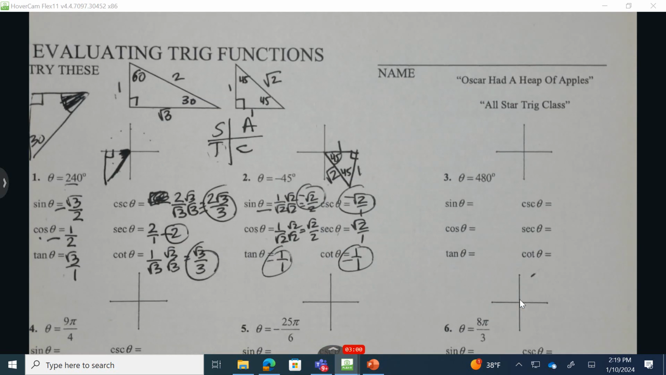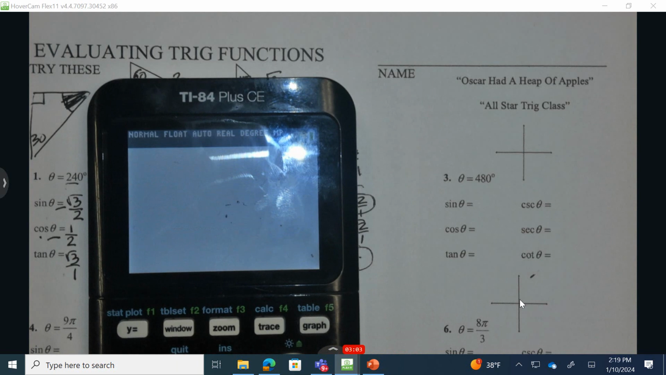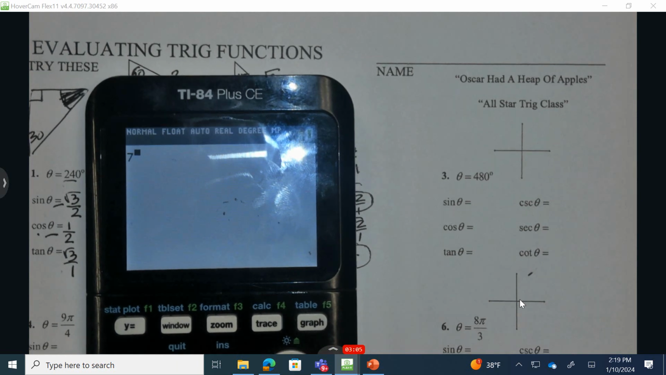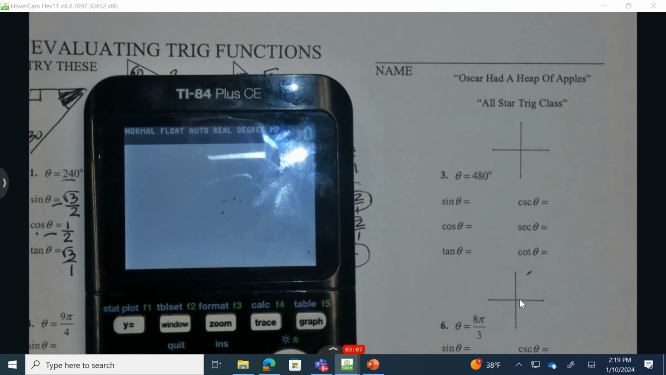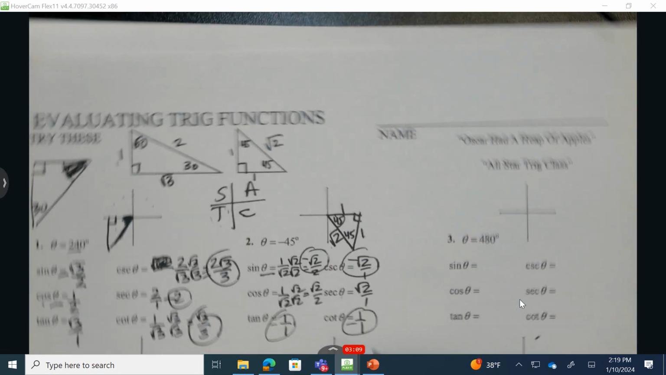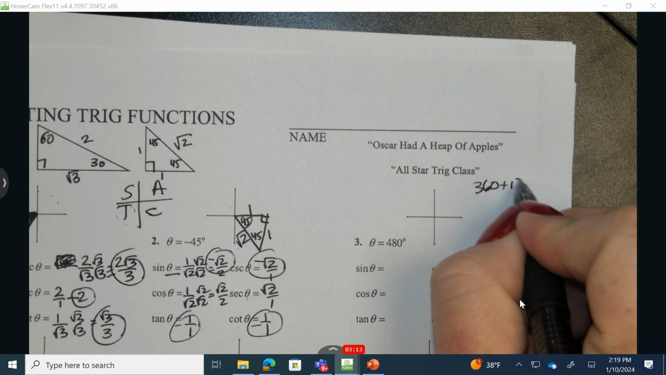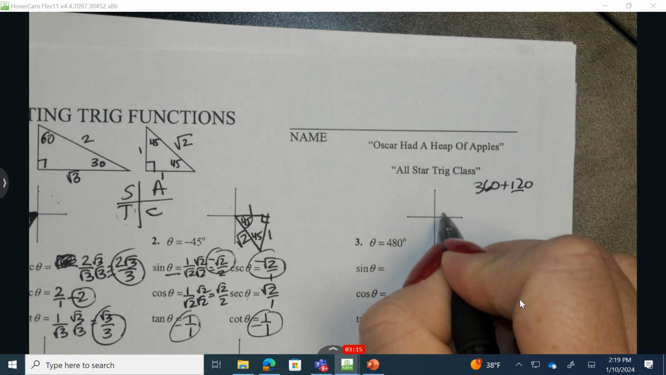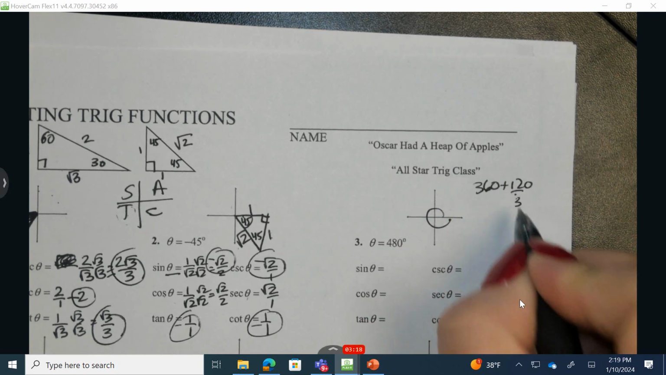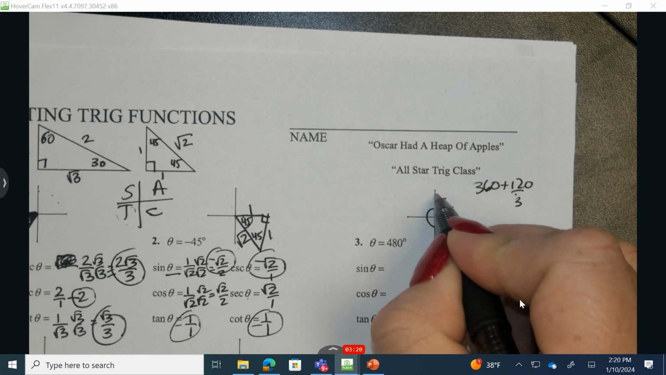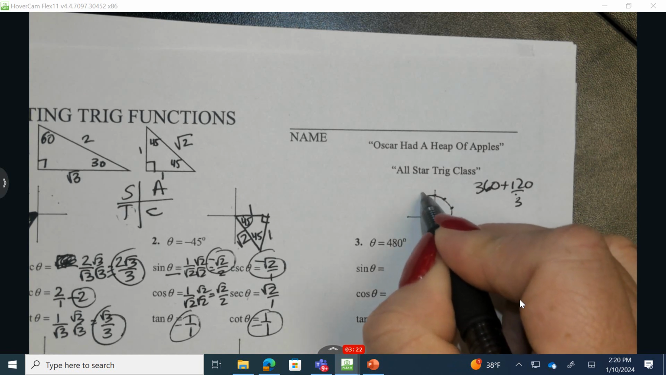Where is 480? Well, 480 is more than 360. Now, how much more is it? 480 subtract 360 is 120. So we're going to go all the way around. So 360 plus 120. All right, so all the way around one time. Now 12 is divisible by 3 4 times. 1, 2, 3, 4. It's going to go right here.